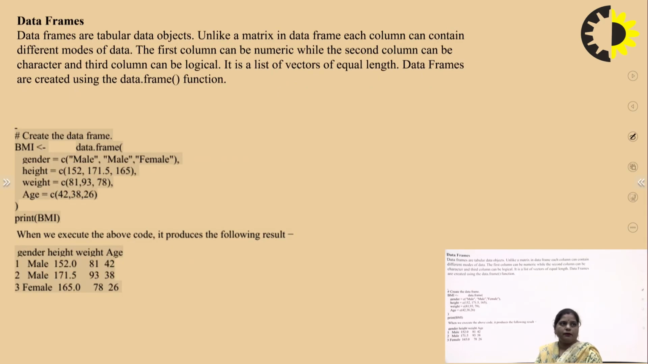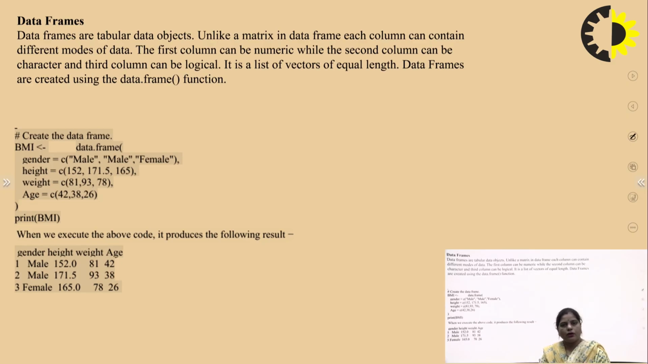Now, what are data frames? Basically, data frames are tabular data objects. Unlike a matrix, in a data frame each column can contain different modes of data.